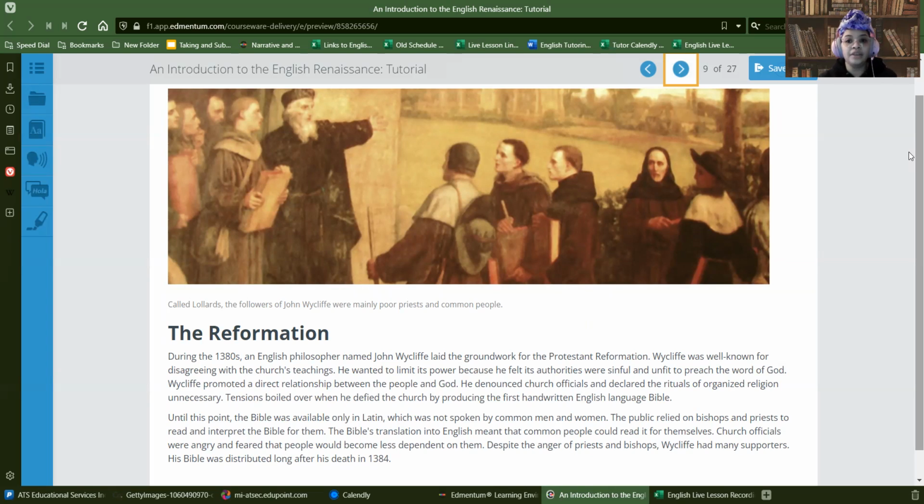And this is when the Catholic Church really started getting afraid that people were moving away from them. Oh man, they got their own version of the Bible. They don't have to come to us for translations and things. What's going to motivate them to come to church if we can't read and translate for them? But Wycliffe had a lot of supporters. And his Bible was in distribution long after his death. So it was obvious from the number of copies that exist that it was very popular.